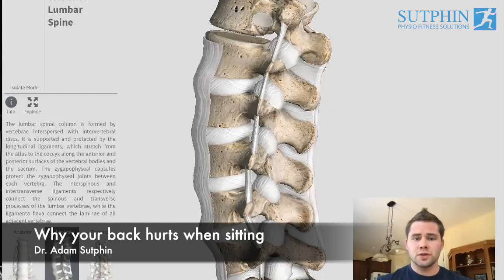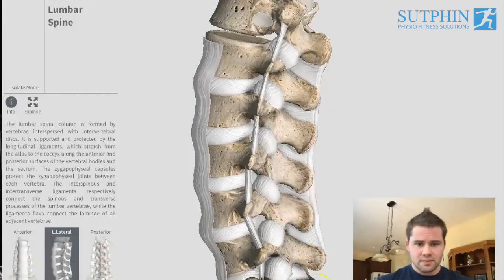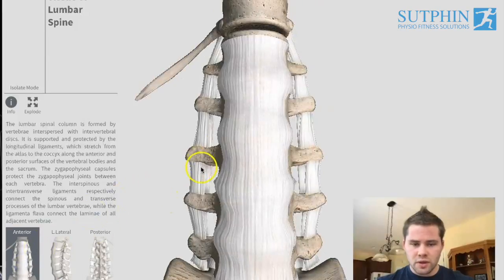Today I'm going to show you why your back hurts when sitting. So the diagram you see below here is the diagram of the lower part of the back, and what we have here are the bones that make up the spine of the lower back, as well as the ligaments. So the white parts here on the front, on the back, and the sides are what are called your ligaments. So that's the front side.